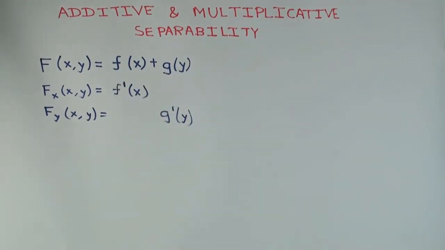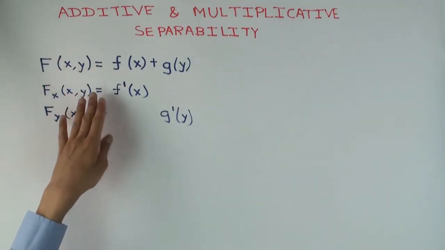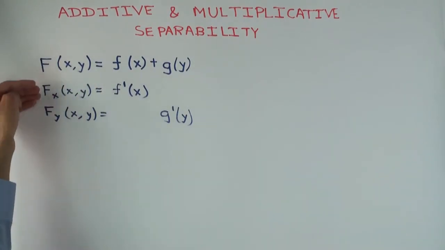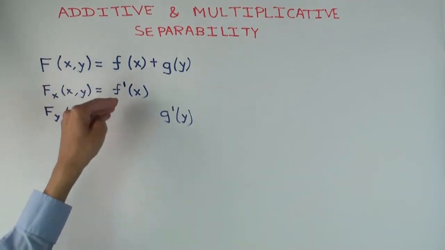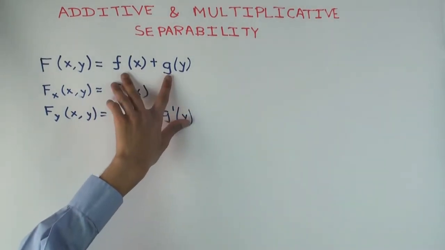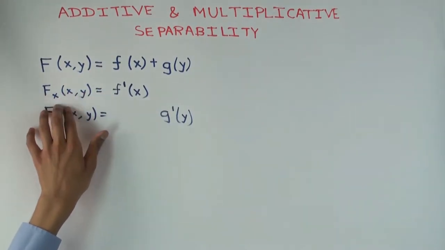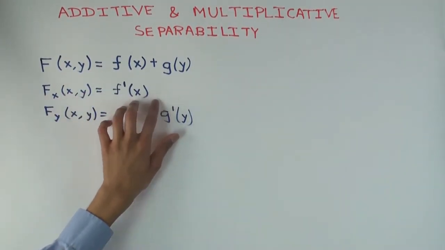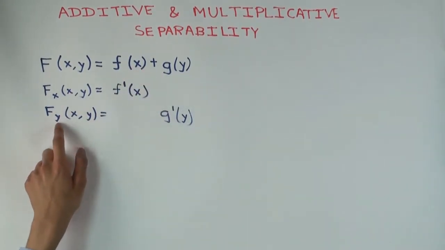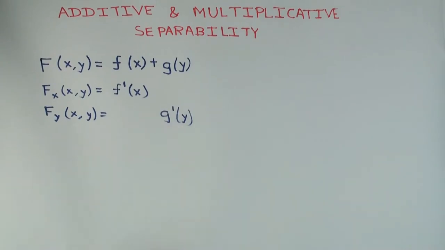Now, this is a situation, actually the only type of situation, where the partial derivative with respect to one variable of a function of two variables doesn't depend on the other variable at all. The reason is because it's of this form. If it weren't of this form, capital F sub x would involve both x and y. But it doesn't. It just involves x. Capital F sub y of x comma y just involves y, for the same reason.